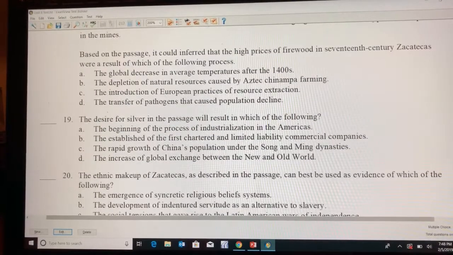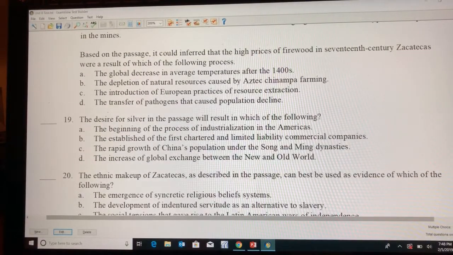We missed number 19. The desire for silver in the passage would result in which of the following? Because the Spanish desired silver, is this going to begin the process of industrialization, where factories come into the Americas? Is this going to lead to the establishment of the first chartered and limited liability commercial company? So is this going to lead to businesses being formed here? C, is this going to lead to a rapid growth of China's population under the Song and Ming dynasties? Or because of the discovery of silver, is this going to increase global exchange between the Old and New World? So what is silver going to lead to?